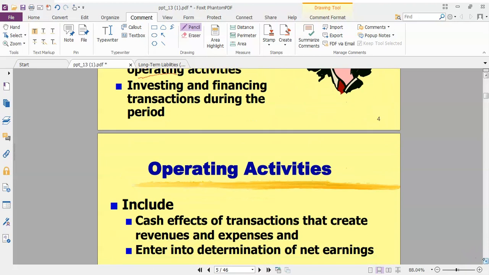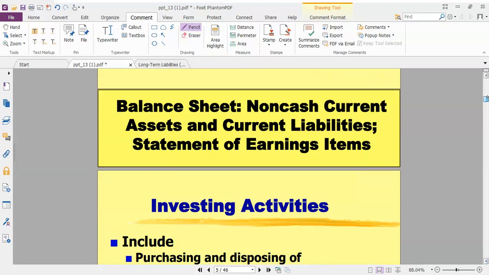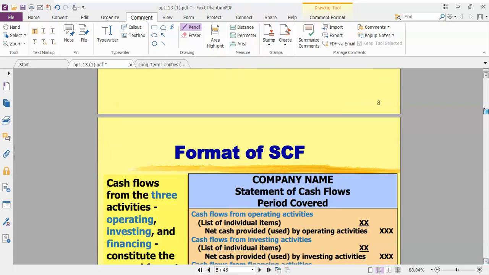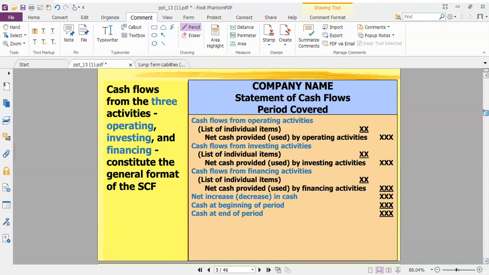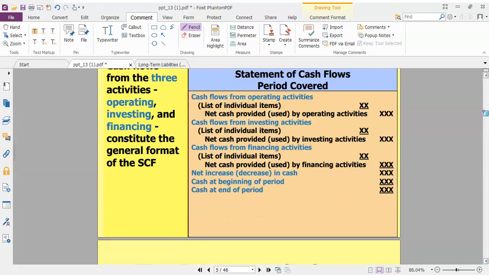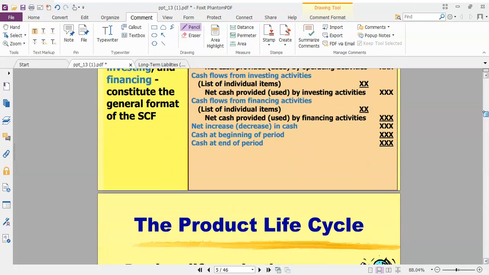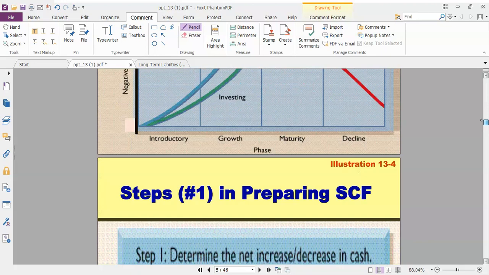Then let's look at the operating activities. So I want to show you this is the format for the statement of cash flow.